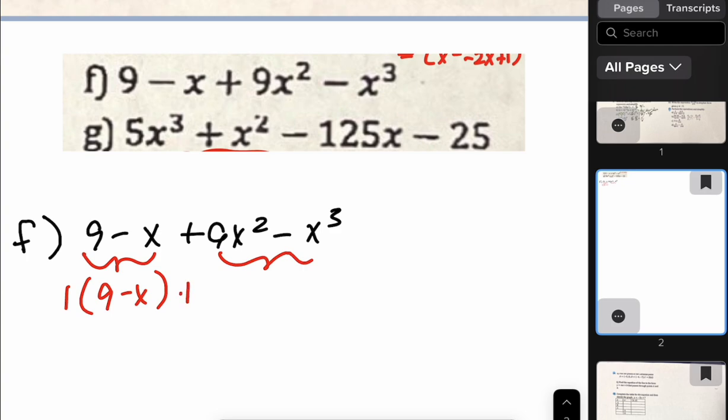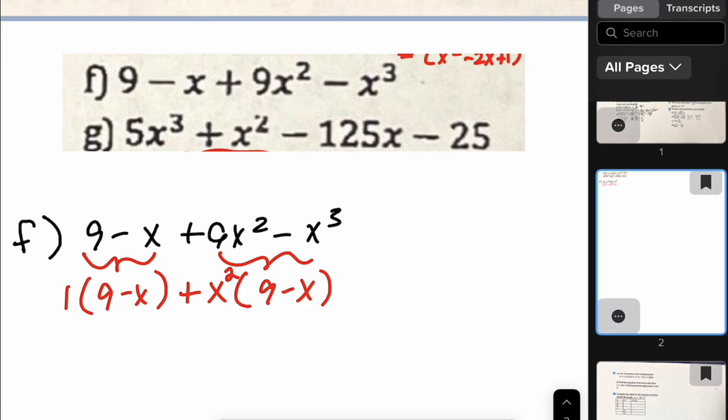And here, they both have an x in common. So if they have nothing in common in grouping, take out a 1. If they have an x in common, take out an x. Oh, actually, we can take out an x squared. Sorry about that. The lowest power is an x squared for those two.